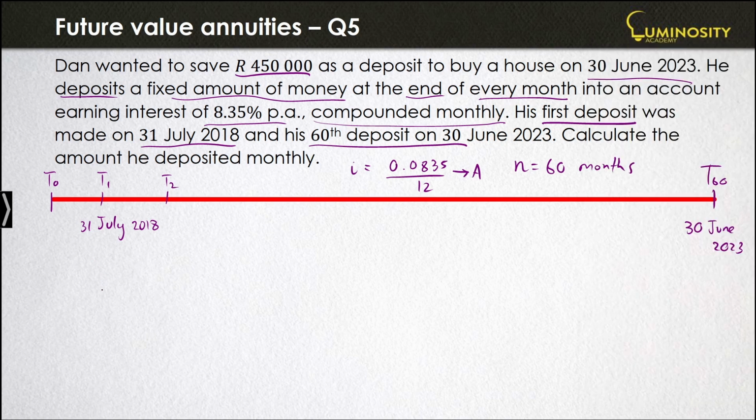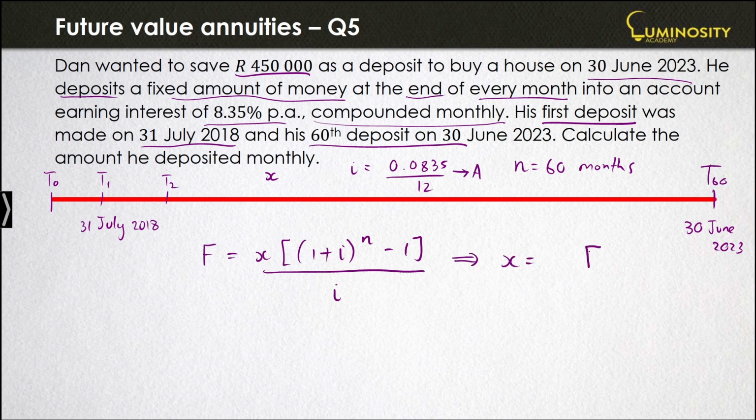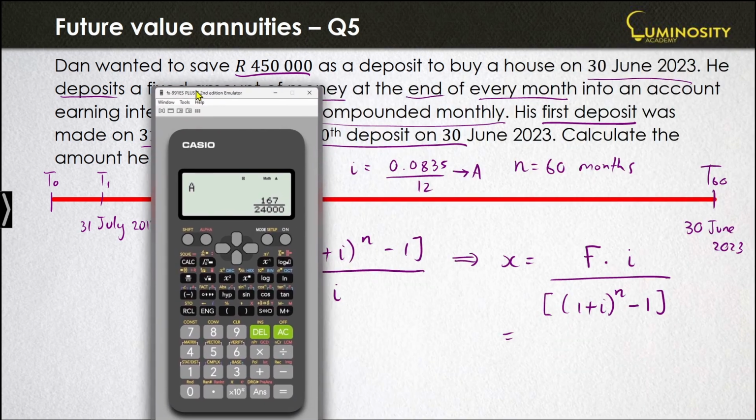All right, so what are we looking for? We're looking for the amount that he must deposit monthly. So we're looking for X. In the future value formula, F equals X times (1 plus I) raised to the power N minus 1, all over I. So solving for X, X is going to be equal to F times the interest rate I, all divided by the quantity (1 plus I) raised to the power N, minus 1. Okay, and we have all our variables in place, so we can put it into the calculator.